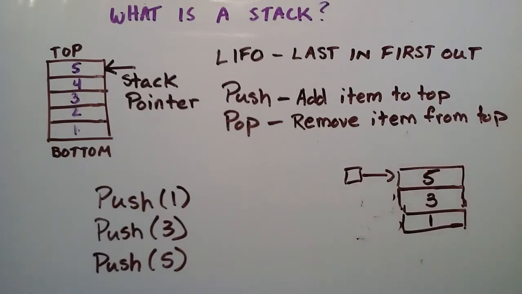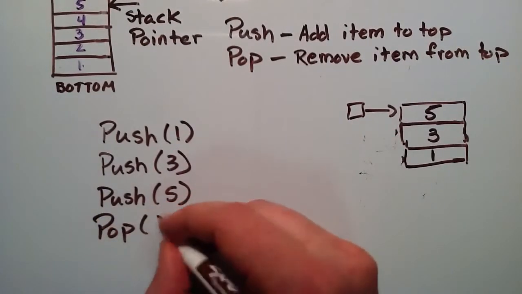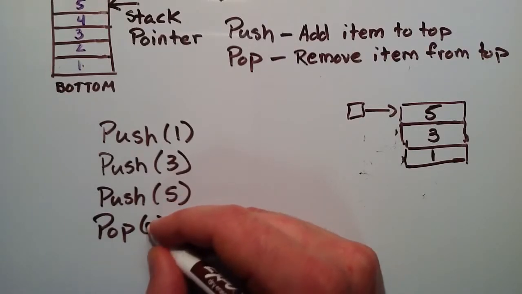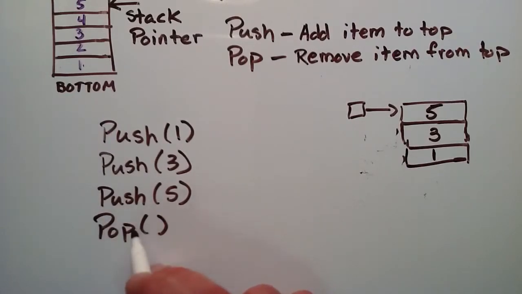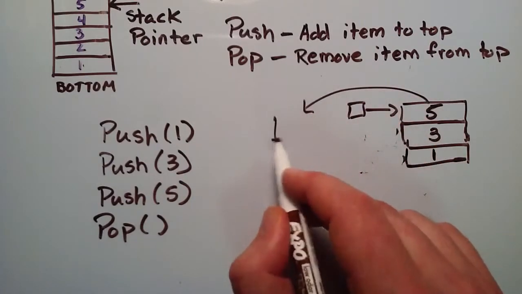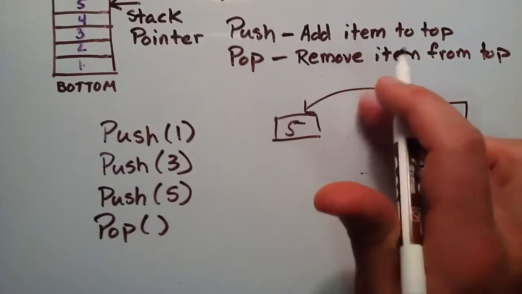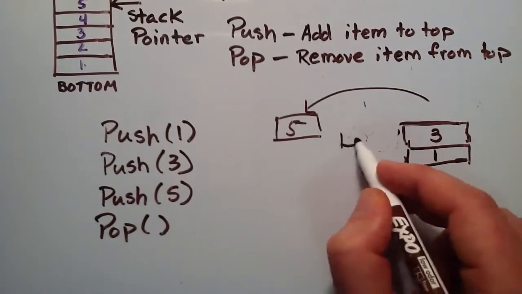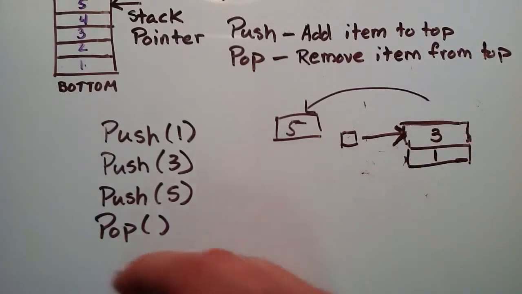So what happens if we use the pop command? If we did pop, we wouldn't put anything in the parentheses here. We wouldn't be placing any argument in. We would be returning a value. If we were to do pop at this point, it would find the stack pointer, remove the number 5 and put it somewhere depending on how we wrote our pop function. Once that's done, it would delete the top node and move the stack pointer to the new top, to the element below it.